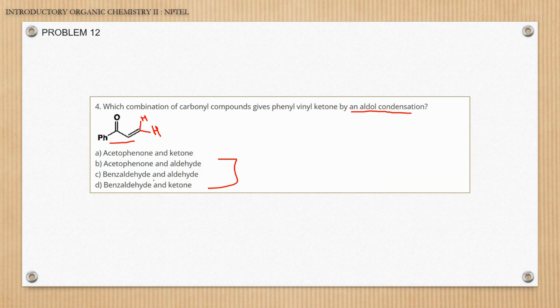As the name suggests, you will first do the aldol condensation, abstract the alpha hydrogen, attack the respective aldehyde or ketone, and then do the dehydration step to get the alkene generated, to get this phenyl vinyl ketone. So after doing the aldol condensation of acetophenone and ketone, you will arrive at this moiety. So option number A will be the correct option for this. Okay, is it clear?